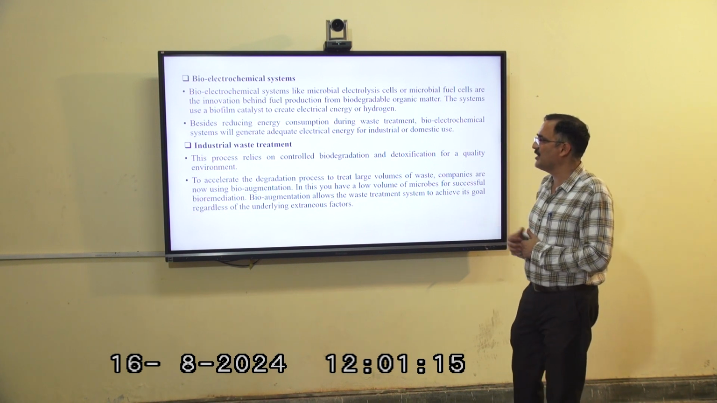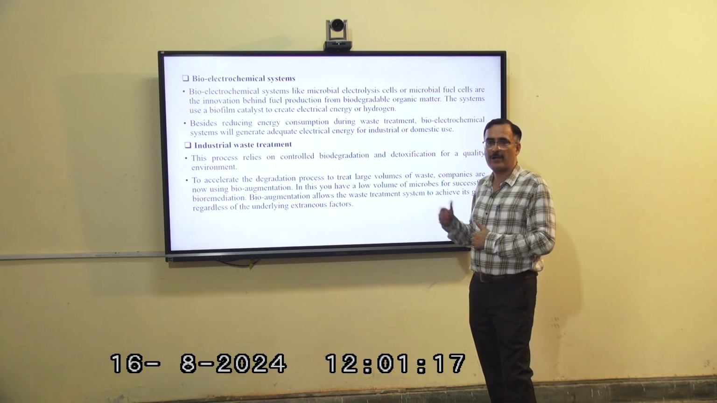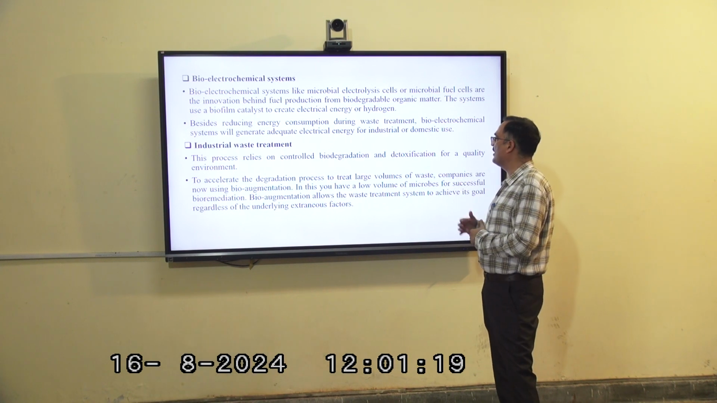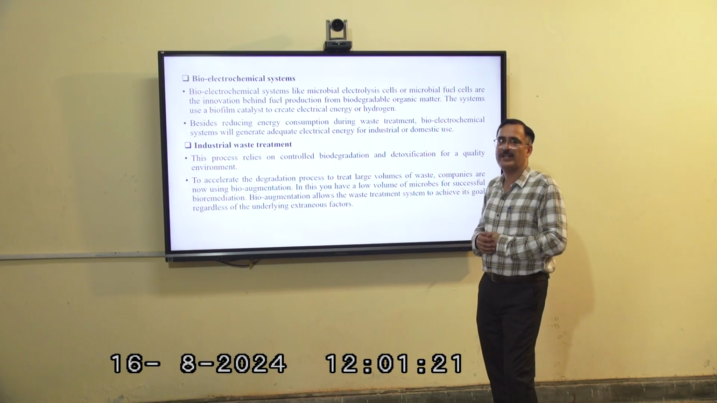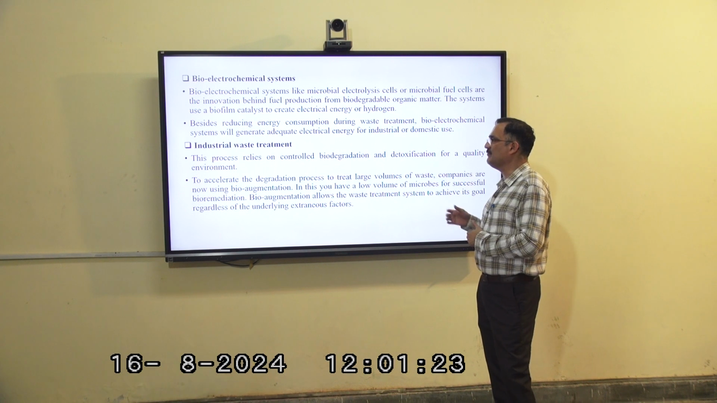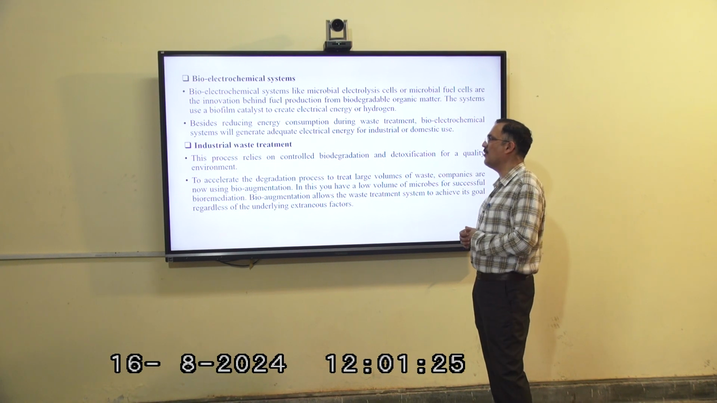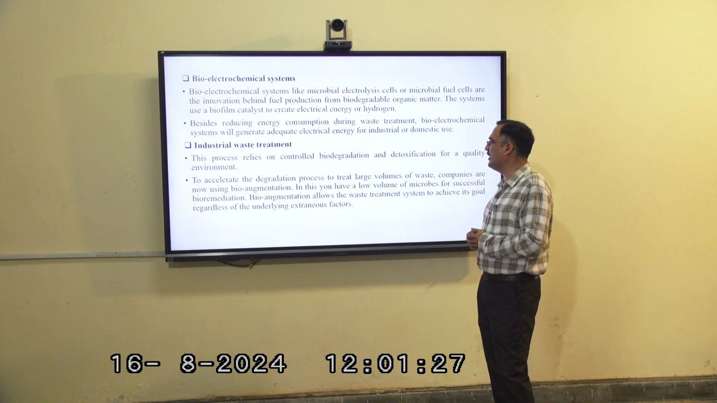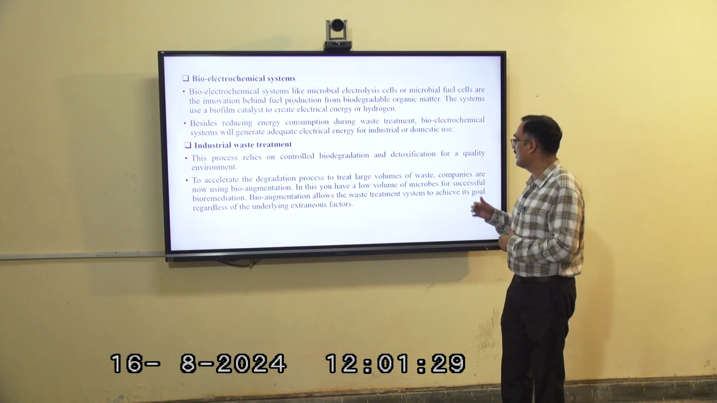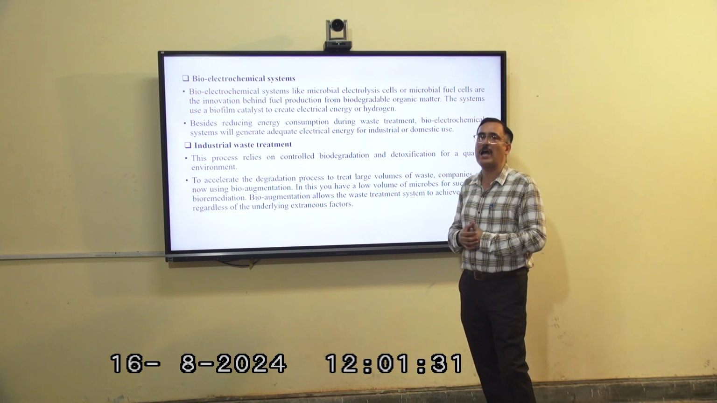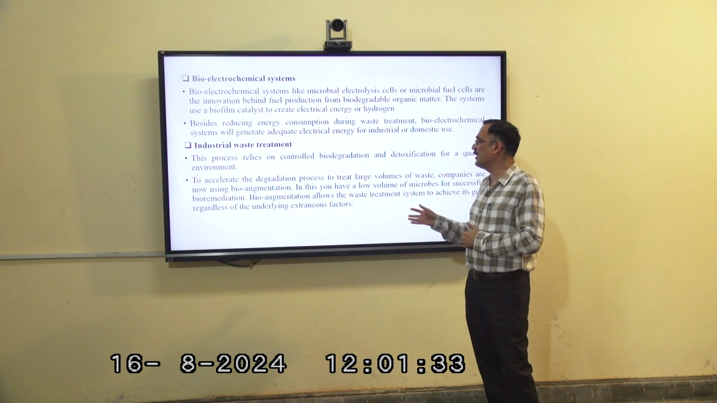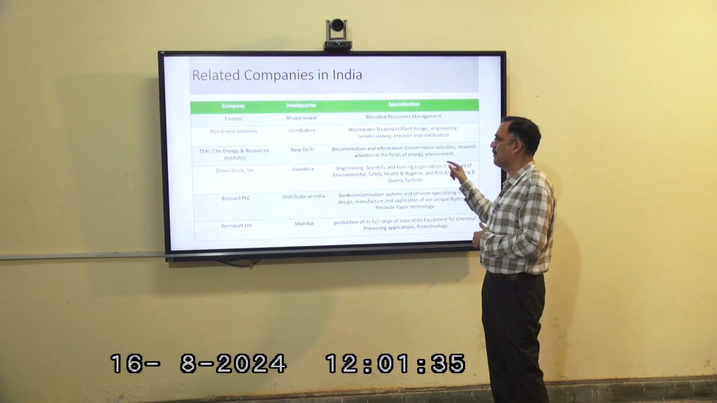Similarly, industrial waste treatment can be done through the microbial biodegradation and detoxification of quality environments. It allows the acceleration of the degradation process to treat large volumes of waste. Companies are now using the bioaugmentation process to clean up the environment.